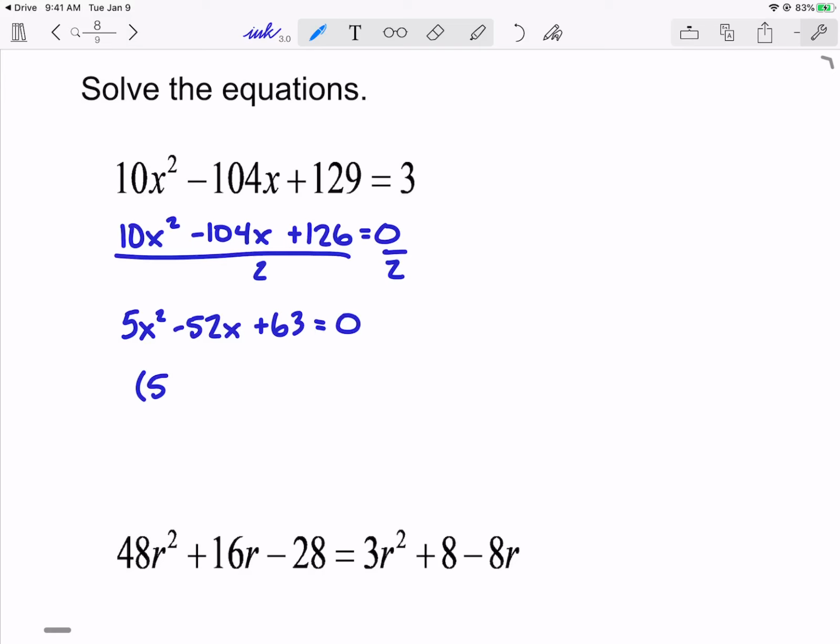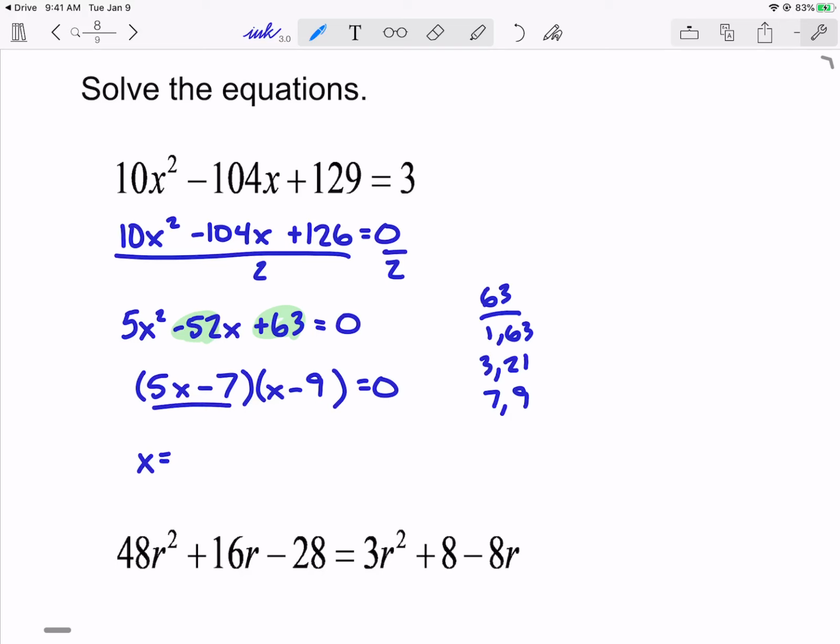Now this factors nicely. It's either a 5x and an x and nothing else. So I think of my factor pairs of 63. Got 1 and 63, 3 and 21, and 7 and 9. Now I need to add to make a negative 52 and multiply to make a positive 63. So I know both of these are negative. If I multiply the 5 by 9, I get 45, and the 1x times 7, I get 7. So negative 45x and negative 7x add to make that negative 52x.